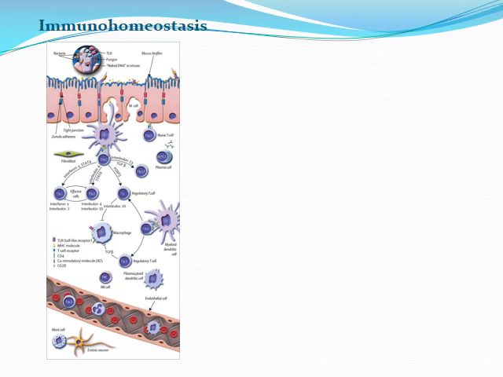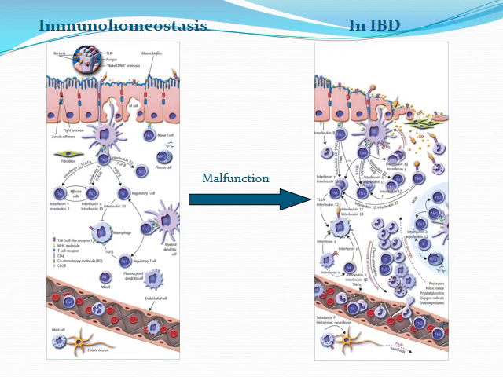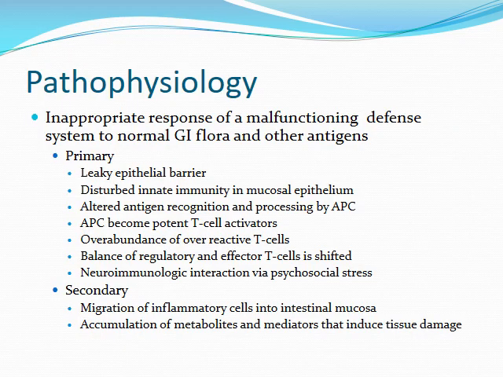So just looking at normal immunohomeostasis, we see the GI tract functioning normally, with a normal amount of various inflammatory mediators being formed. In a malfunction, the body's immune system is ramped up against the GI tract. You end up seeing a lot of degradation of the cells, and lesions and ulcerations can occur due to this overactive immune system and the body attacking itself.